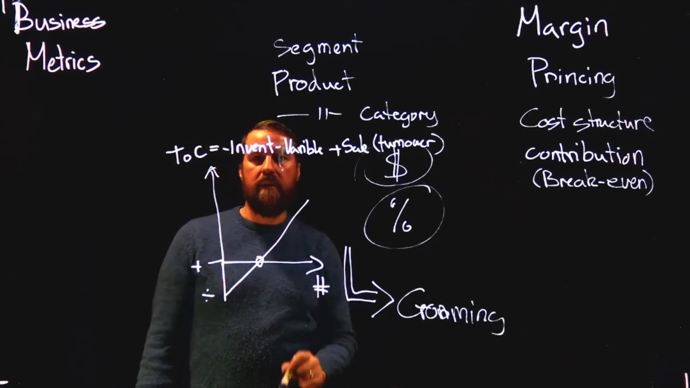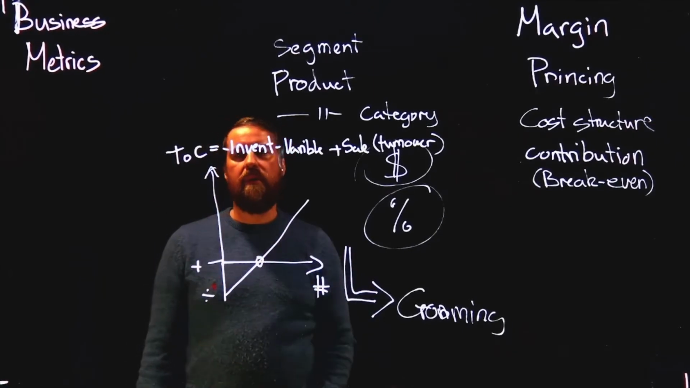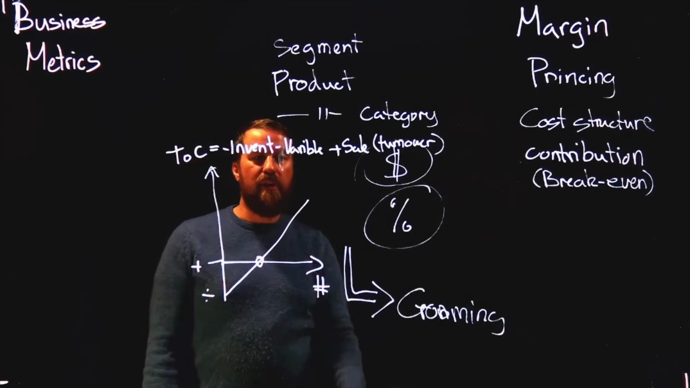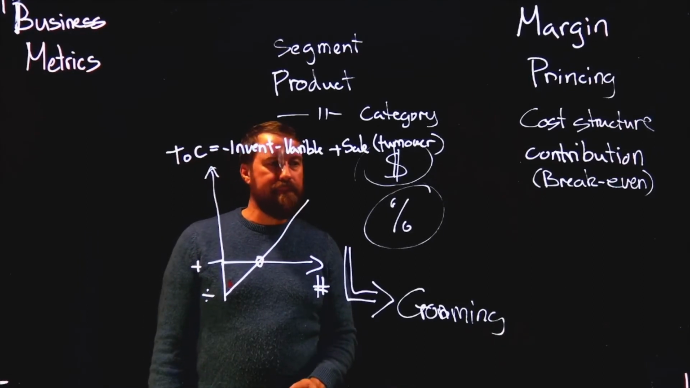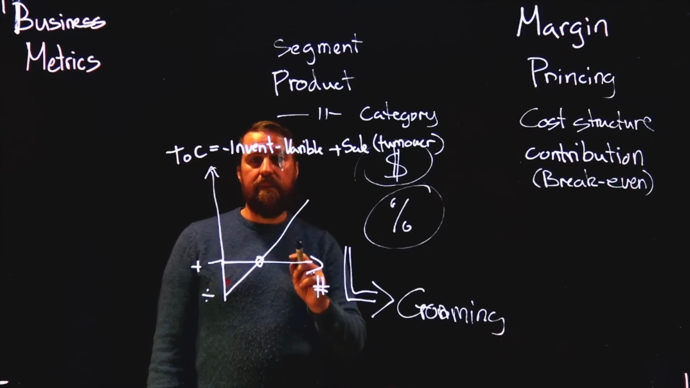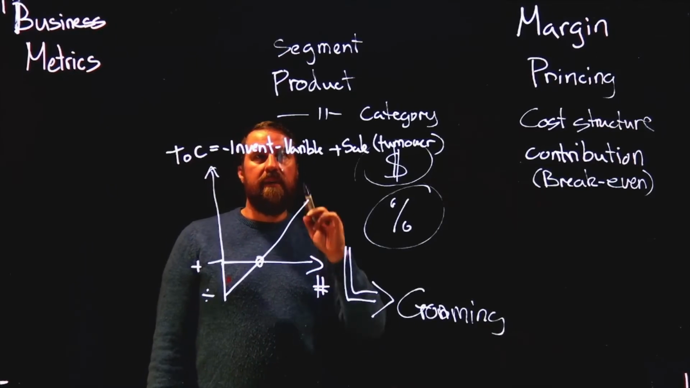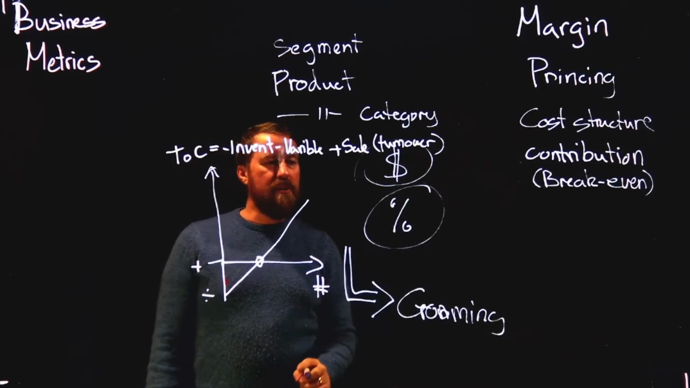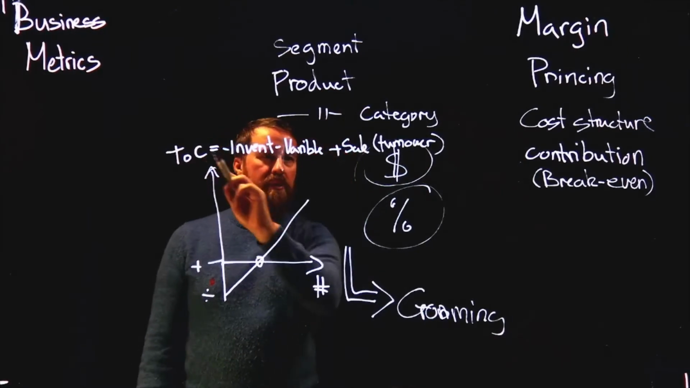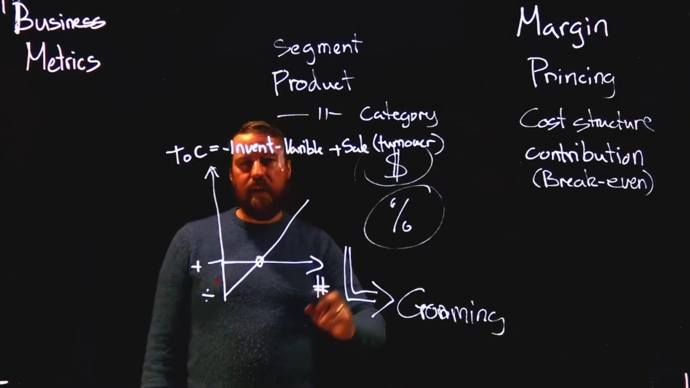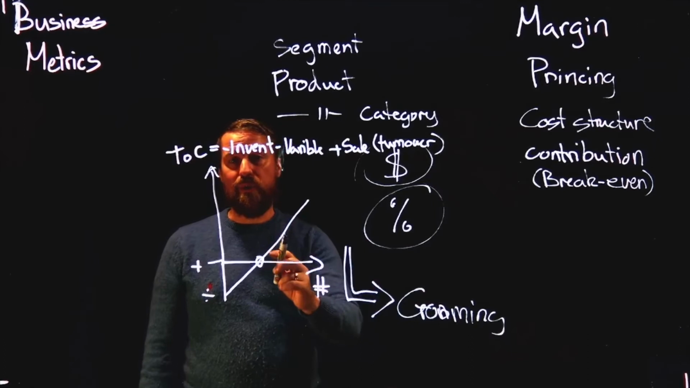When you solve that in terms of number of units, you get your break-even point. All right, so that was the break-even. It was our contribution margins, segment, product category. Let's move on to our returns.